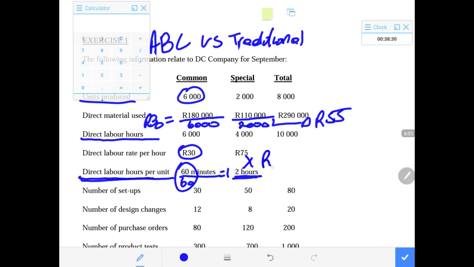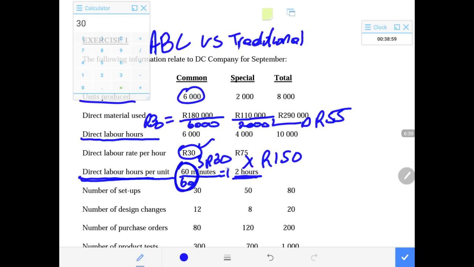So now when we are looking for the cost per unit, it will be 75 Rand for product special times by 2, meaning the cost of labor, direct labor for product special will be 150. But for product common, it will be 30 times by 1, meaning the cost of labor per unit will be 30 Rand, because employees are being paid 30 Rand per hour, and they take 60 minutes to complete 1 unit.